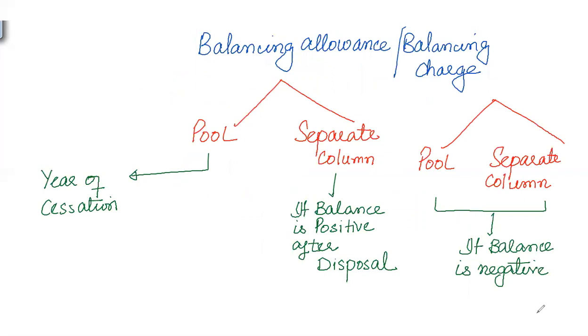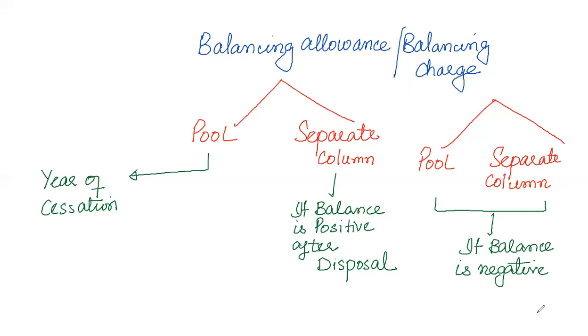Now, after deduction, the remaining balance might be a balancing allowance or a balancing charge. So after disposal, if there is any balance, we have to check whether that balance is positive or negative, and whether it will be called a balancing allowance or a balancing charge or not.